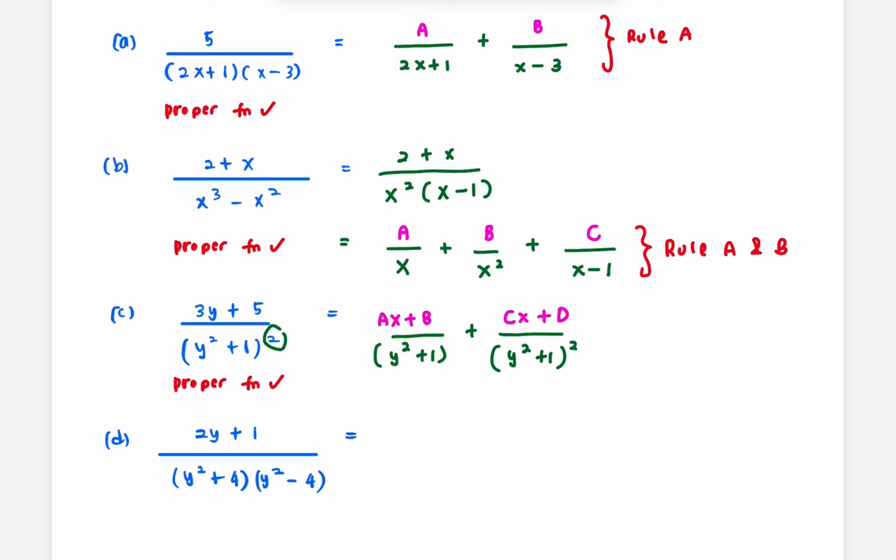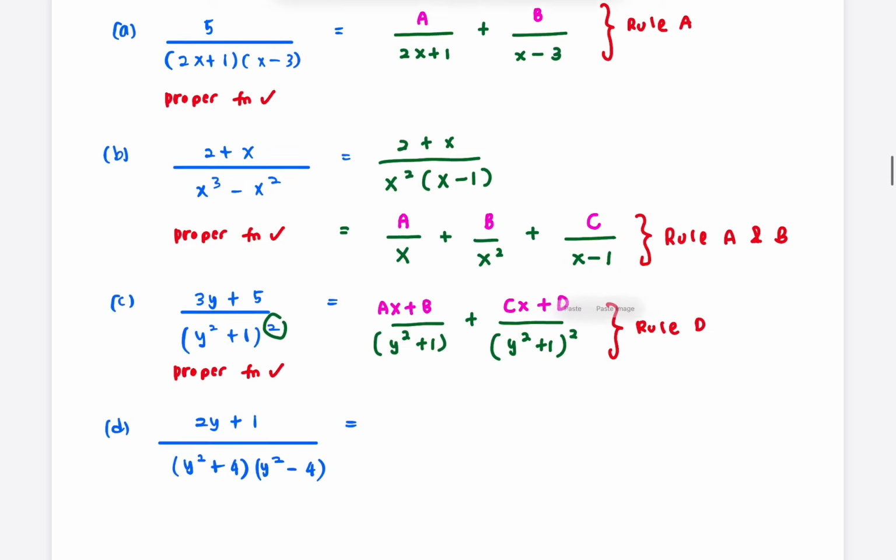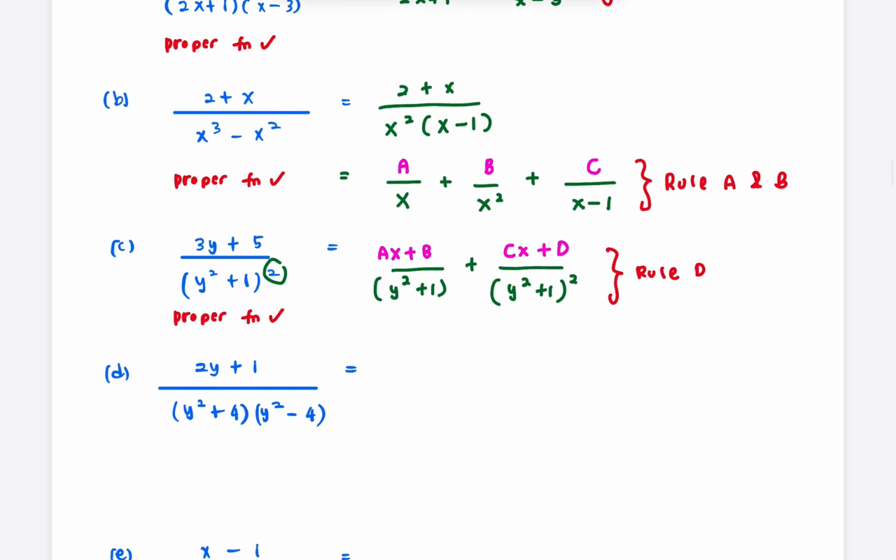So check whether this is proper or improper. Y is power of 1. Denominator y squared is y power of 4. So this is also a proper function. Okay, if proper, proceed to the next step, which is factor the denominator completely. If you look at this one, y squared plus 4, you cannot factor it, it has complex roots. But y squared minus 4, you can factor this further.